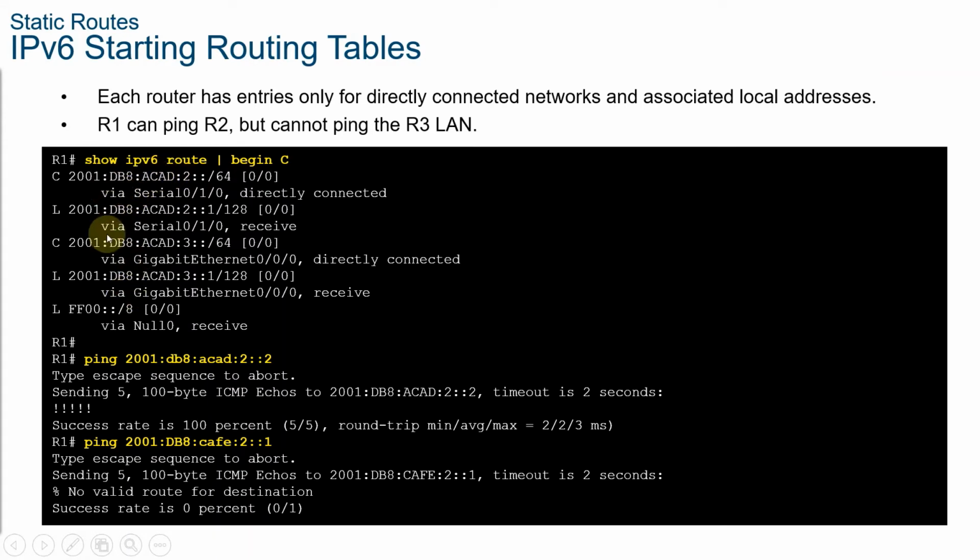As usual, R1 can ping R2 because they are directly connected, but R1 cannot ping the R3 LAN. Pinging R3 from R1 is not possible because R1 does not have an entry in its routing table for that network. Again, this will be shown in the demonstration associated with this video lecture.